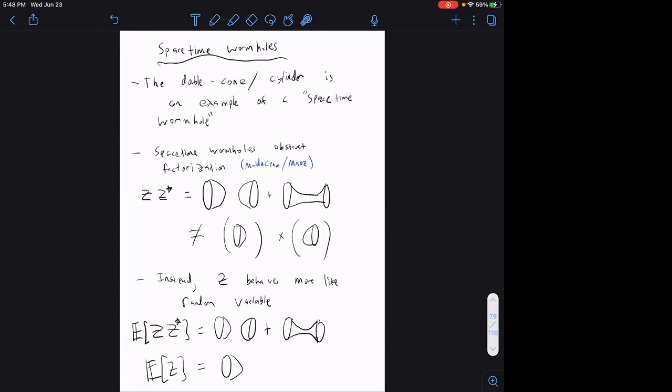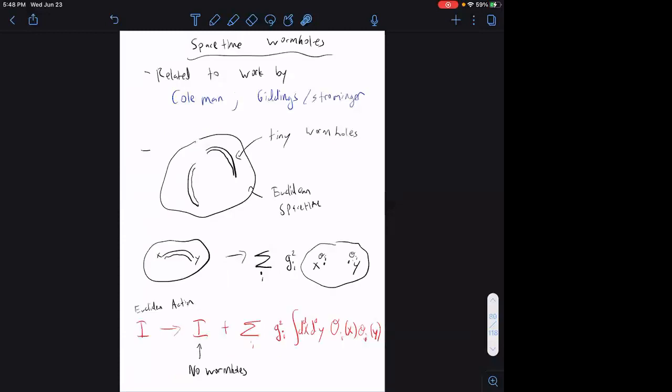So this interpretation of the gravity path integral with space-time wormholes as giving some sort of random average goes back to the 80s with work by Coleman and Giddings and Strominger. What they did is they considered the Euclidean path integral for gravity, and they thought about what would happen if you included tiny Planckian wormholes that link distant regions of this Euclidean spacetime. So let's focus on a single tiny little wormhole that links distant points X and Y.